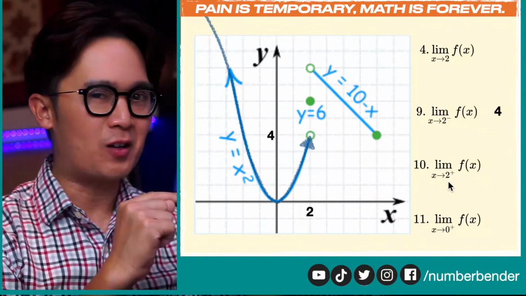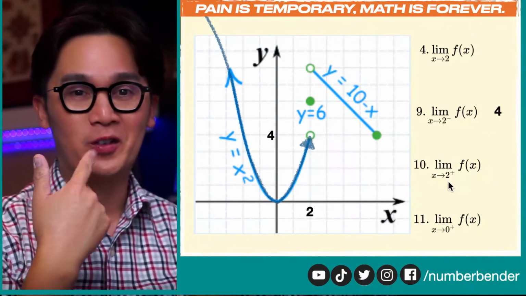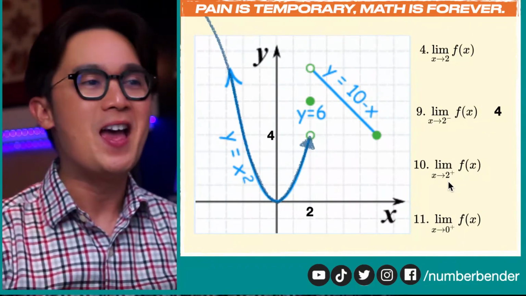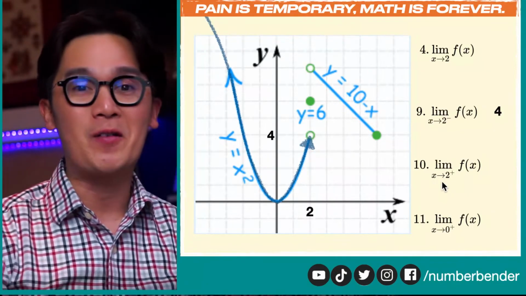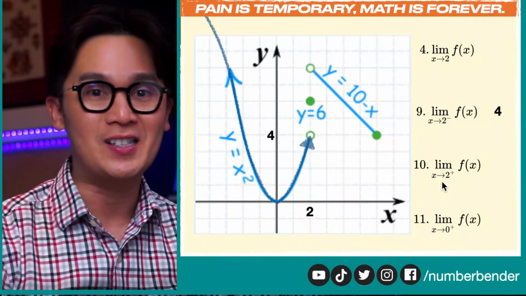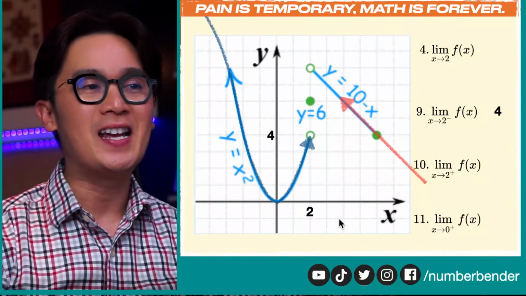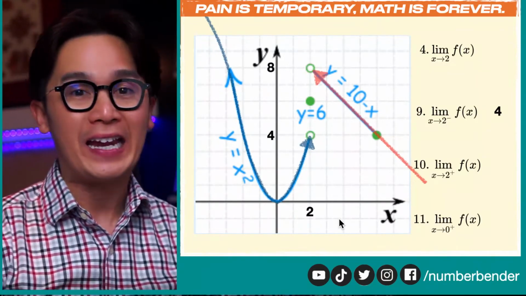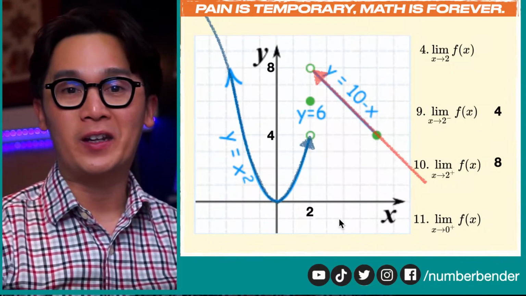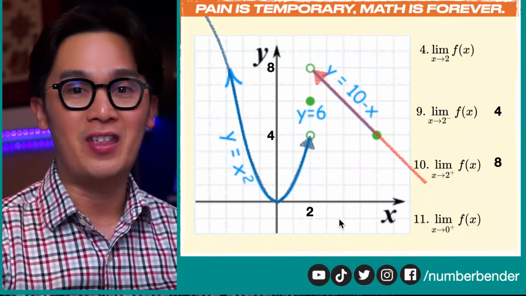And for f of x as x approaches 2 from the positive side, or from the right. Did I say from the right a while ago? Forgive me if I am confused with my words, but you know what I mean. If this is a positive sign, it's coming from the positive side of the function, which is from the right. In this case, our y value is going to be at 8. So it also exists because we're only concerned with one side of the function.